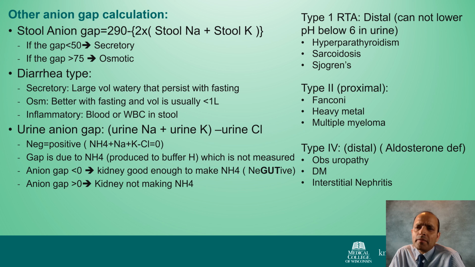The way I remember is negative. Negative means it's coming from the gut. Type 1, type 2, type 4, all these RTAs will result in a non-anion gap metabolic acidosis, and when you do urine anion gap, it helps to differentiate between diarrhea and RTA.